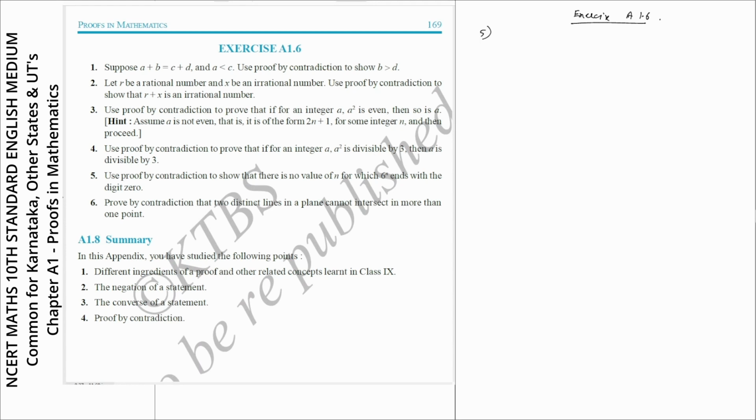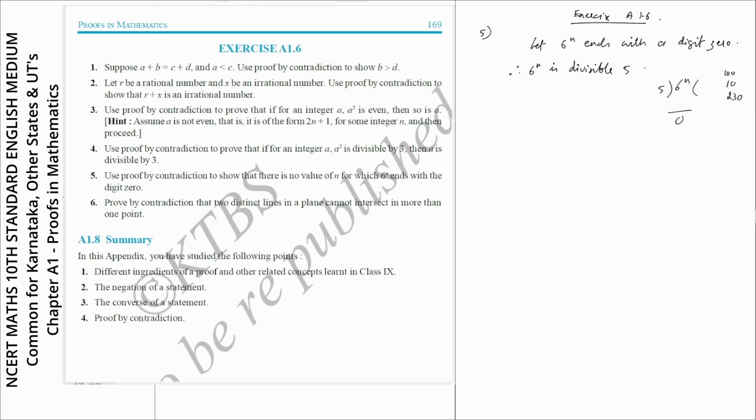Exercise A 1.6, question number 5. Use proof by contradiction to show that there is no value of n for which 6 power of n ends with a digit 0. So I should prove that 6 power of n does not end with a digit 0. Instead of that, I'll contradict the statement and assume that 6 power of n ends with a digit 0. Any number which ends with 0 is divisible by 5. For example, 100 is divisible by 5, 10 is divisible by 5, 230 is divisible by 5. Therefore 6 power of n is divisible by 5.